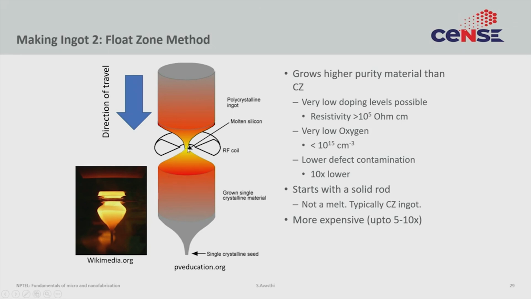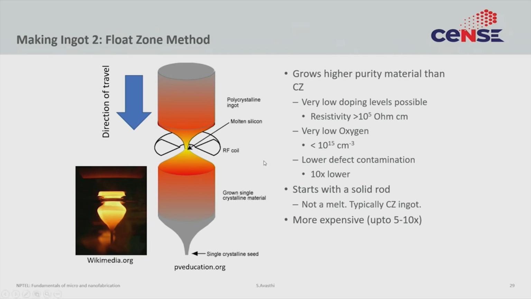At its core, once again you are doing the same thing, but the only major difference between this and CZ is that there is no seed, rather the seed is useful only at the first start. After that, the material that you have crystallized itself becomes the seed for the subsequent silicon. And the second most important part is because of localized heating, the whole melt is not melting, only a small portion of it is melting.